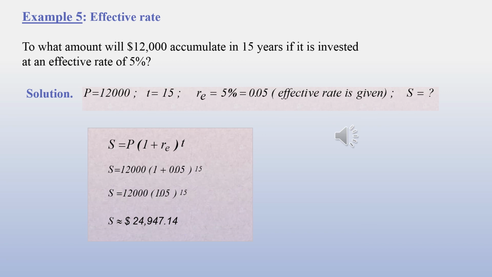So from these three variables P, T, and Re, what is S? Because the question is to what amount will, it means the future value, which is S. So in this case, we are going to use the formula of S, which is equal to P multiplied with (1 plus Re) to the degree of T. So S equal to 12,000 multiplied with (1 plus 0.05) to the degree of 15. So we have S equal to $24,947.14.